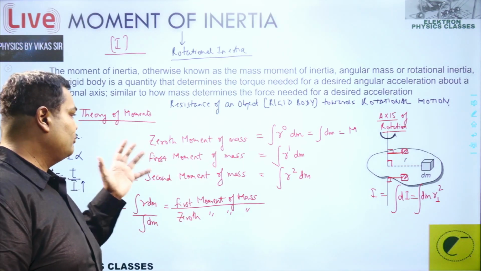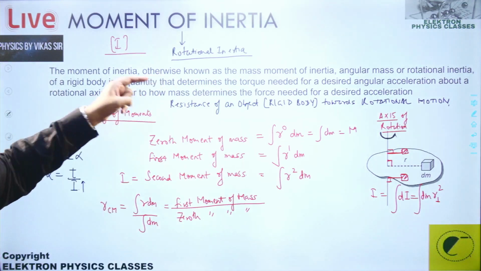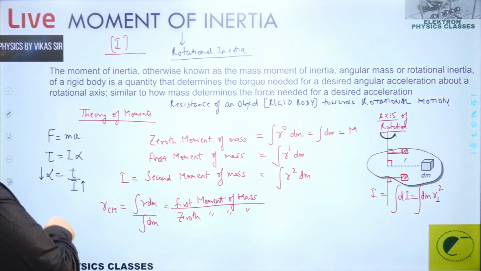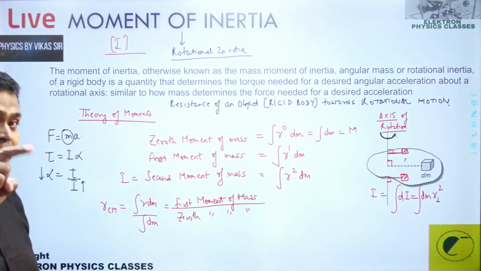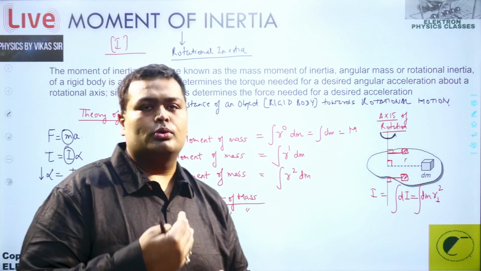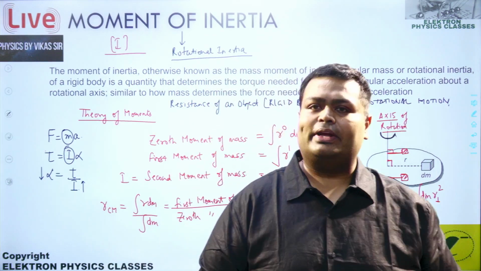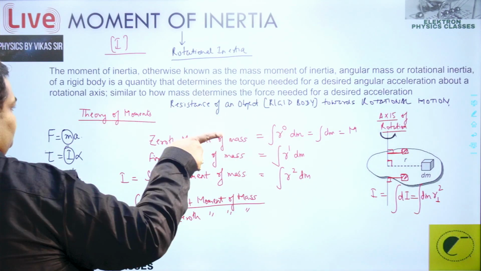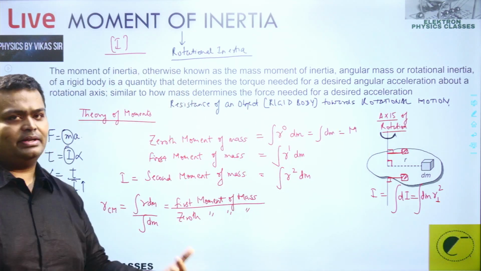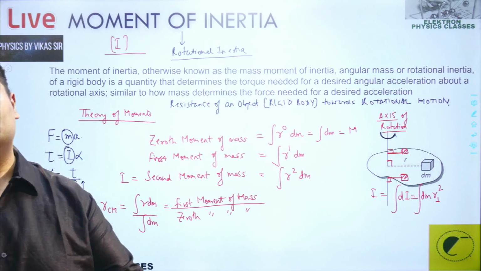It's basically the zeroth, first and second moment of mass is known as I. It's angular mass or rotational inertia, I mentioned to you. That is basically analogous behavior. Like whatever role m is playing in the linear motion, the same role I plays in the rotational motion. Both of them oppose. Higher mass opposes linear motion and a higher I opposes the rotational motion. Simple. Now further. That's exactly what is written. Similar to how mass determines the force needed for a desired acceleration. Right? So whatever role m plays over here, I plays in the rotational motion.